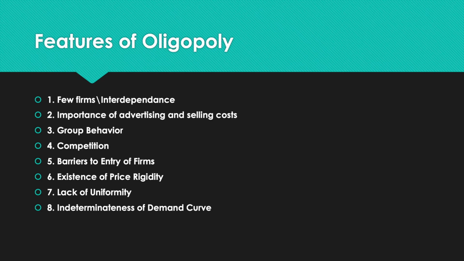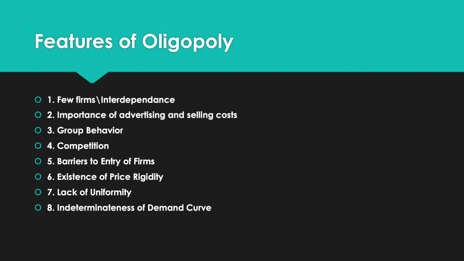The next one is existence of price rigidity, and this feature is also very closely related to the pricing policy of oligopoly. So price rigidity basically refers to the situation where if one firm increases its price with a view to increase its profits, the other firms will not follow the same. But if a firm decreases its price with a view to increase its profits, then the other rival firms will follow. Hence, no firm would be able to take any sort of advantage of independent price cuts or price increases.